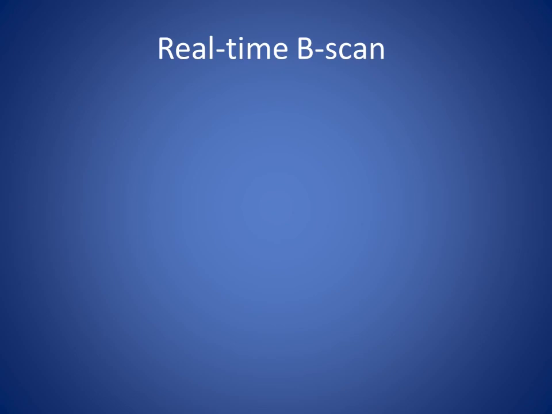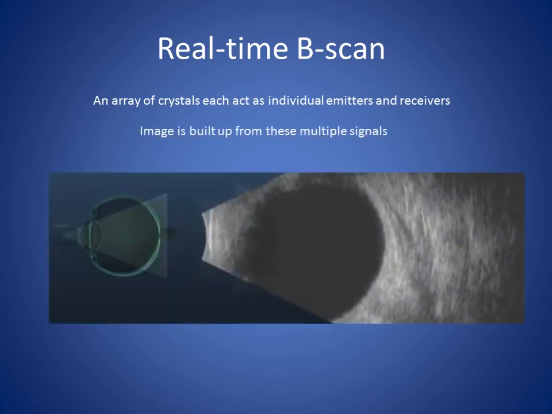In modern ultrasound scanners, an array of crystals in the ultrasound probe each act as individual emitters and receivers. The signals from each crystal are processed and constructed into the final real-time image on the screen.